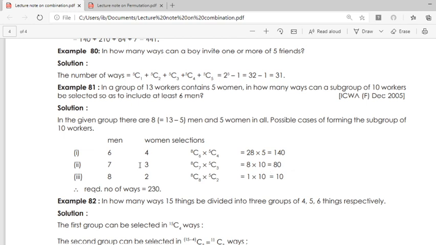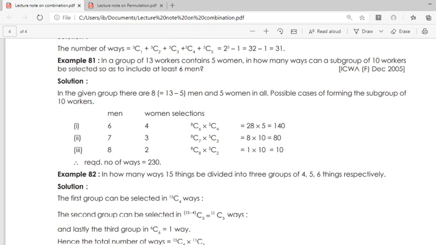I have 80. Now, the third case I'm going to have is 8 men and 2 women. That gives me this. Because I can't go above this because I only have 8 men. I cannot say 9 men, I have just only 8 men, so I stop at 8. So when I add all this together, I'm going to have 230.